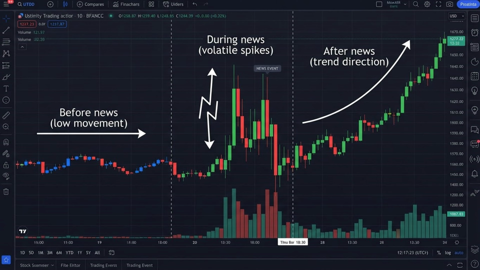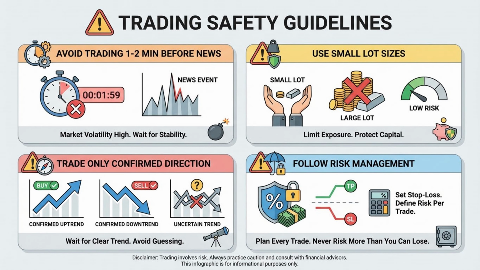In this example, the price rallies strongly after the news, showing a clear upward trend. This phase is where traders typically look for more reliable opportunities after the noise settles and the true market sentiment becomes visible. Highlights important trading safety guidelines designed to help traders protect their capital and reduce unnecessary risk.